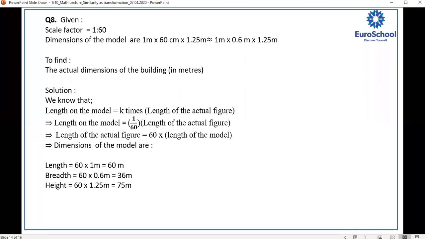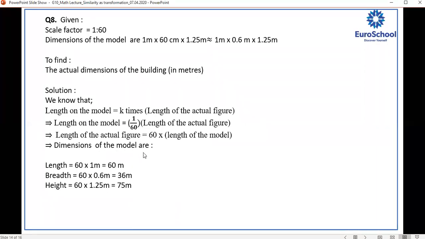We don't need to use any conversion here. Now we have to find the actual length, right? Length of the model is equal to K times length of the actual figure. K is 1/60, the scale factor is 1:60. So length of the actual is equal to 60 times length of the model. We have just multiplied, cross multiplication, right?